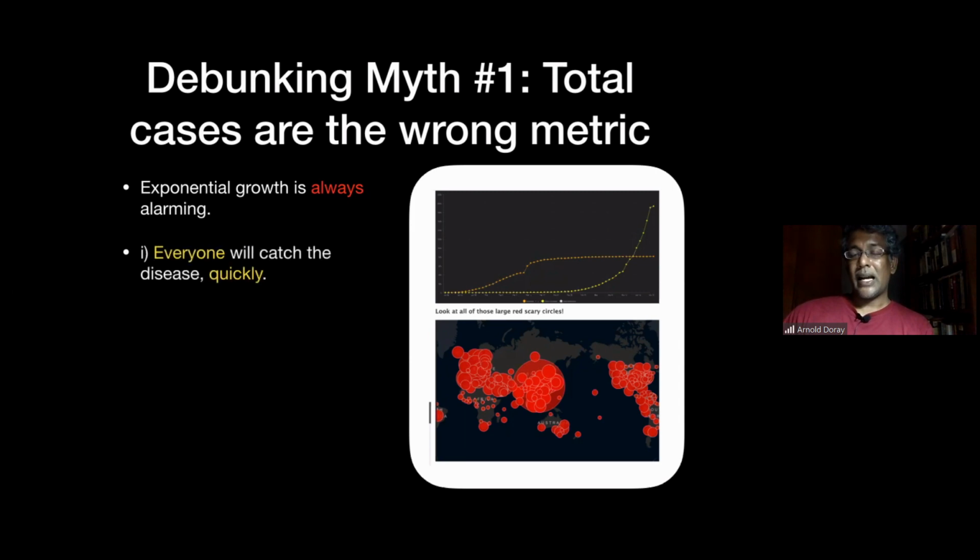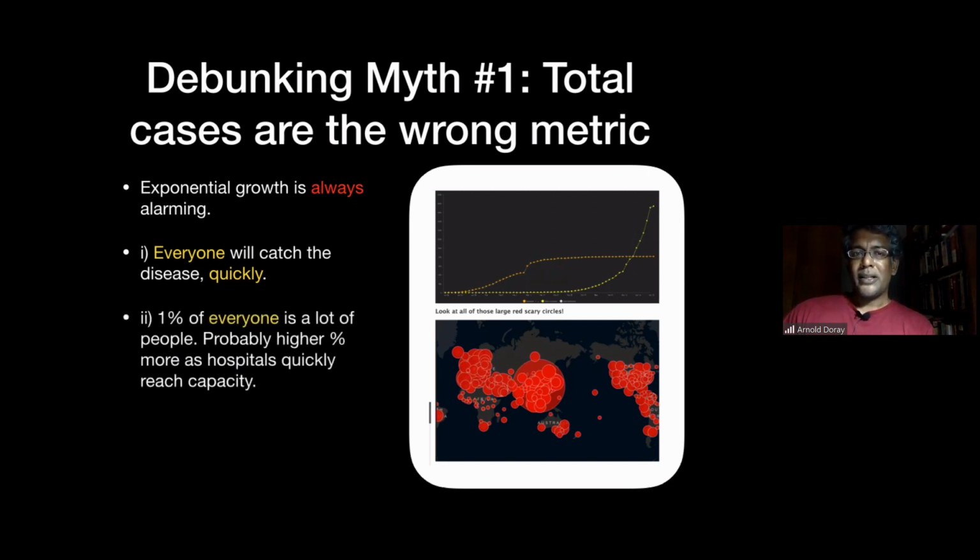The first thing that exponential growth tells you is that everyone will catch the disease very quickly. And this is the important part: I'm saying everyone, but what I mean is a lot of people, and quickly is the other operative word, because exponential growth, well, it's exponential, right?